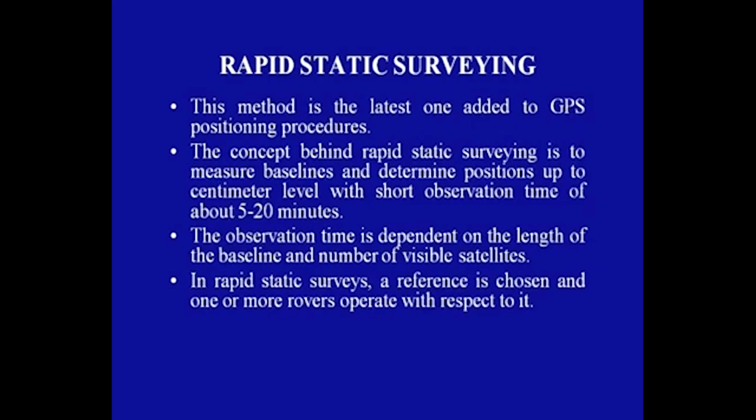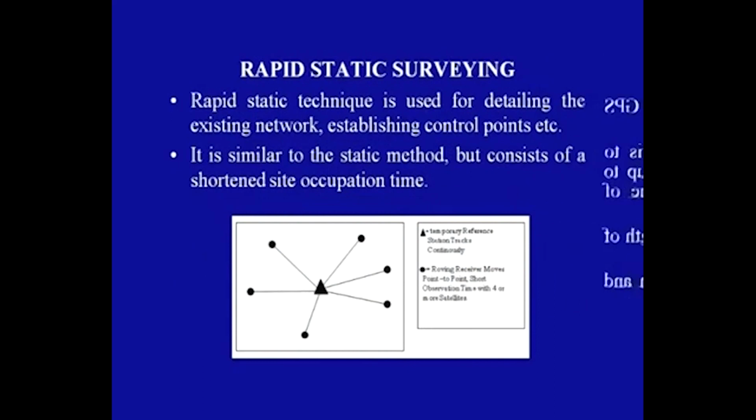The observation time is dependent upon the length of the baseline and the number of visible satellites which are available at that time. In rapid static surveys, a reference is chosen and one or more rover GPSs operate with respect to it. The rapid static technique is used for detailing the existing network, establishing control points, etc. It is similar to static method, but consists of a shortened site occupation time.